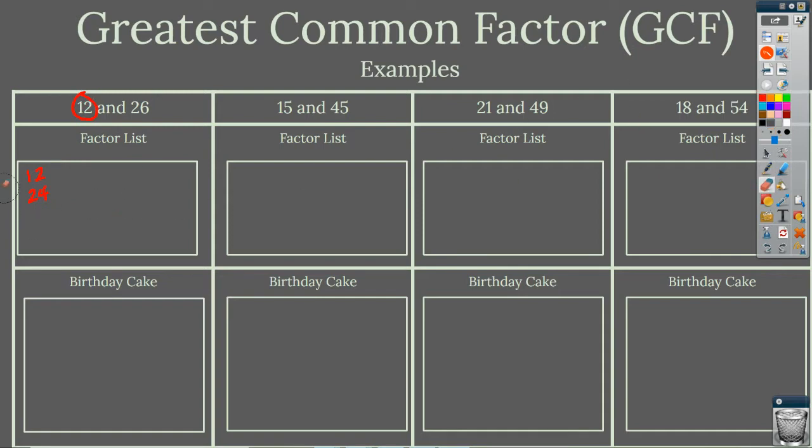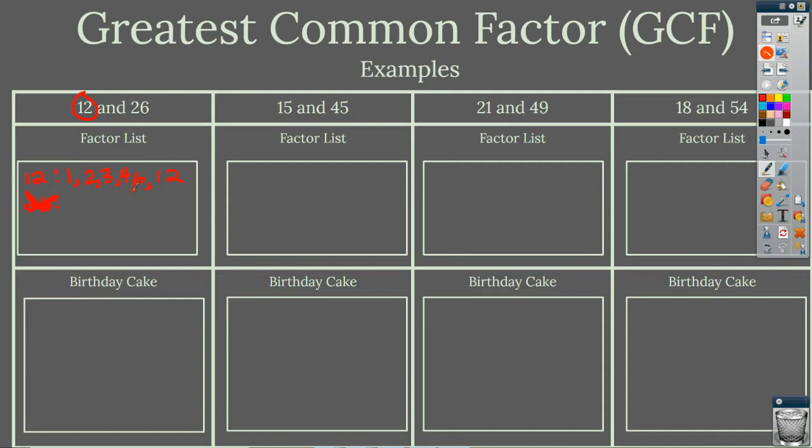So to make the factor list, you probably learned a way where you list out the factors of 12 and 26 and then look for a match. But what I'm going to tell you is you don't even need to look for factors of 26, because the GCF cannot be bigger than your smallest number. So you really only need the factors of your smallest number to know what your GCF is.